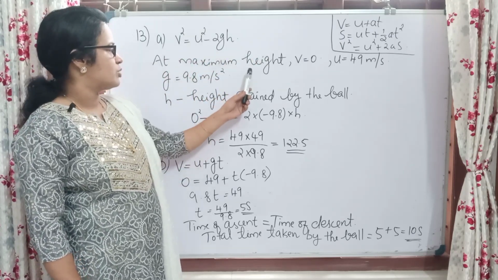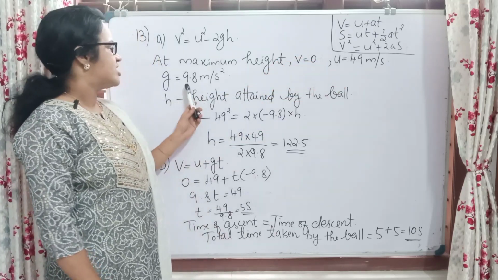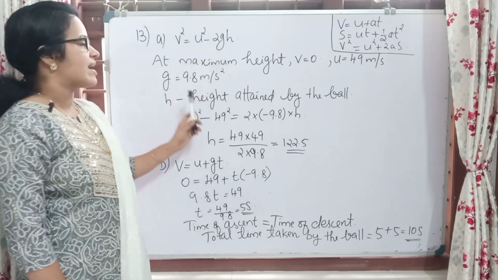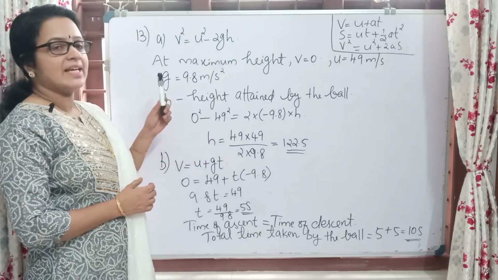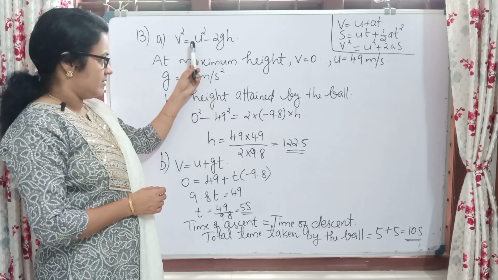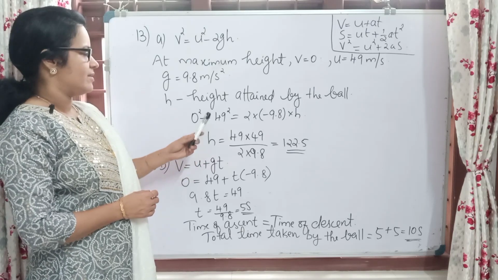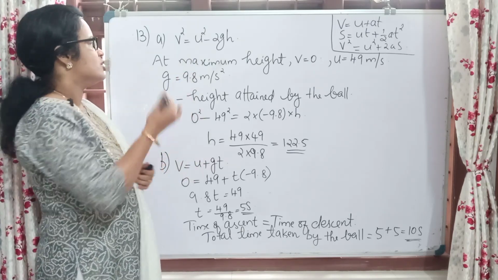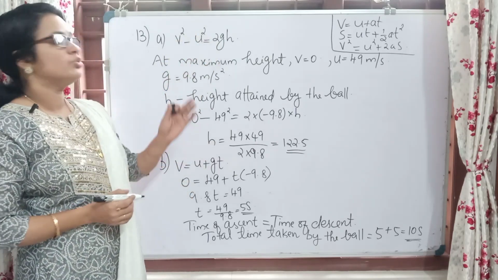Now we can substitute the values. Here we have v is equal to 0, u is equal to 49 meter per second, g is equal to 9.8 meter per second square. So what will be the value? Here h is the maximum height attained by the ball. So when we substitute, what we will get? v square minus u square we are writing here. So v square minus u square is equal to 2gh. Like that also we can write.